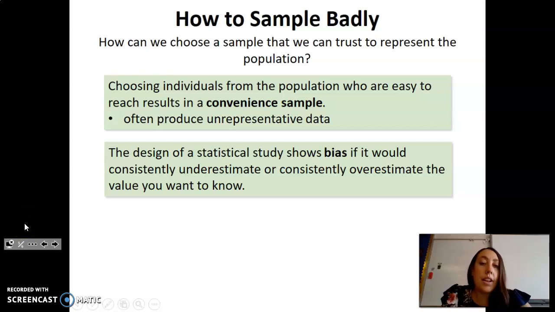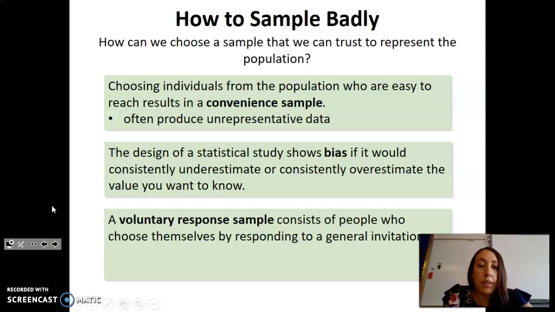We say the design of a statistical study will show bias if it will consistently underestimate or consistently overestimate the value you want to know. So if I'm trying to estimate the average GPA of students at O'Connor High School, and I did a convenience sample where I only sampled people from my classes, that would probably overestimate the average GPA because I teach honors and AP. So that would result in bias because my data was overestimating the value that I wanted to know.